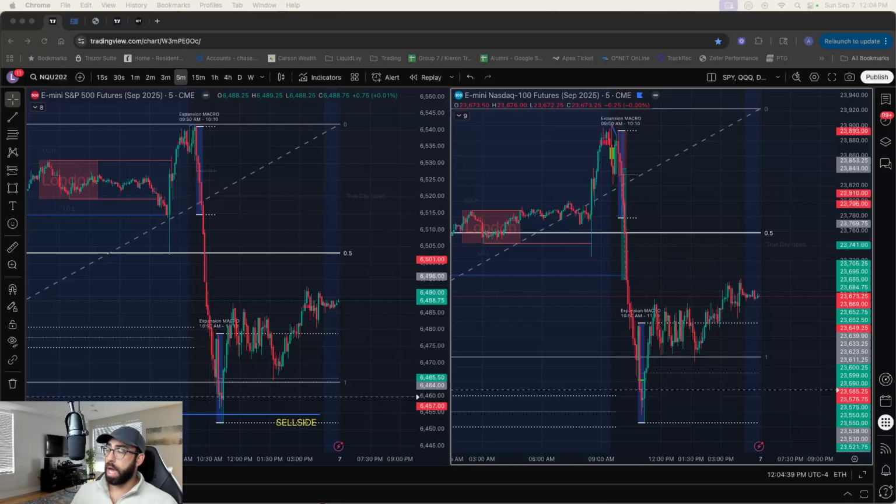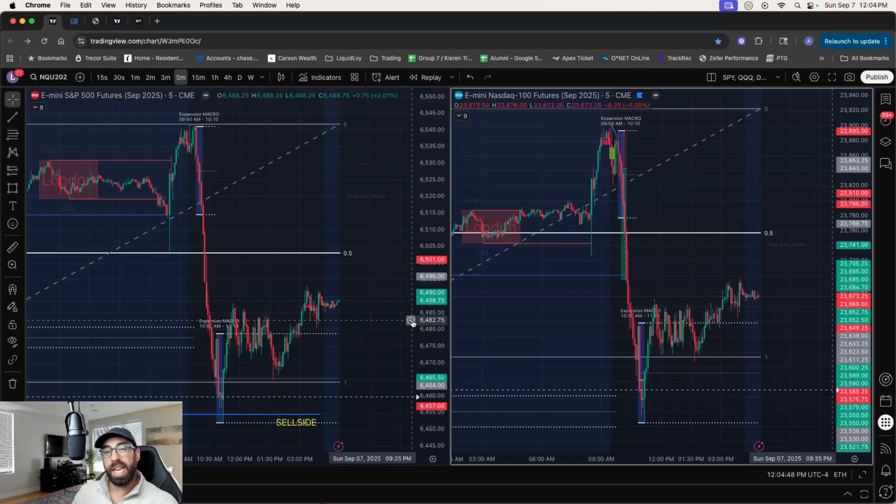So points are dollars, ticks are quarters. So when ES here goes from 6490 to 6490.25, it went up a tick. But if it went from 6490 to 91, it went up a point. Okay.